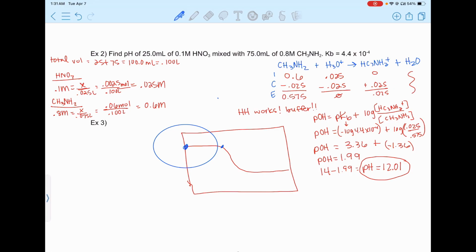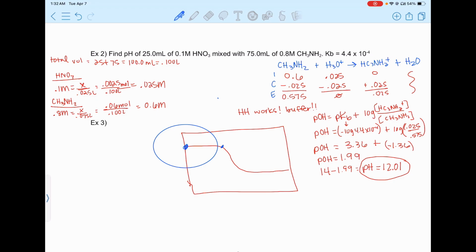So that means that I can use the HH equation because this is still acting as a buffer. That's going to make our math a little easier because we don't have any H3O plus. I can't just take the negative log of it because I don't have any at this point in the titration. So the only difference is my HH equation is for a base this time. Instead of pH, I set it up for pOH, right? And it's equal to pKb rather than pKa, plus the log of the conjugate acid concentration over the base concentration. Right? So I've got those numbers, I get those plugged in. That gives me a pOH of 1.99. 14 minus that pOH leaves me with a pH of 12.01.